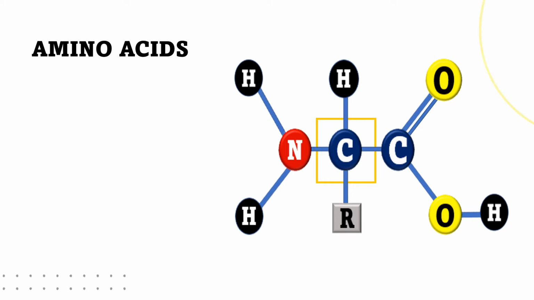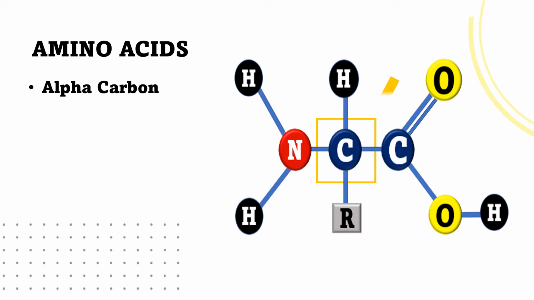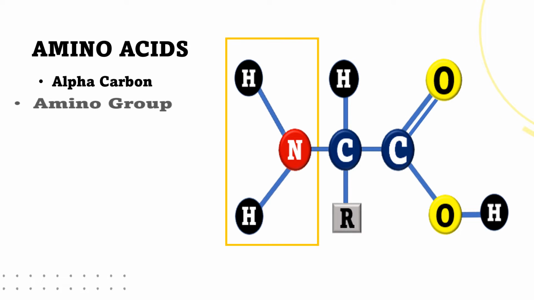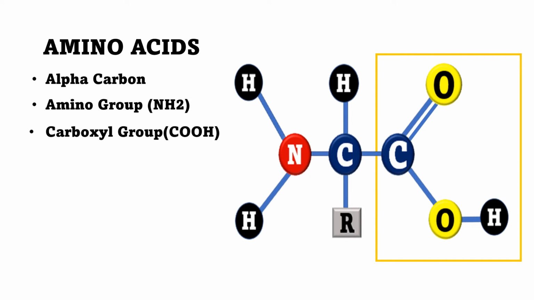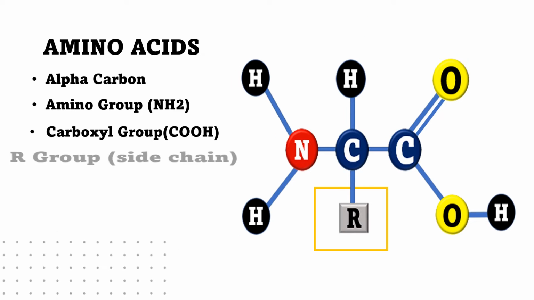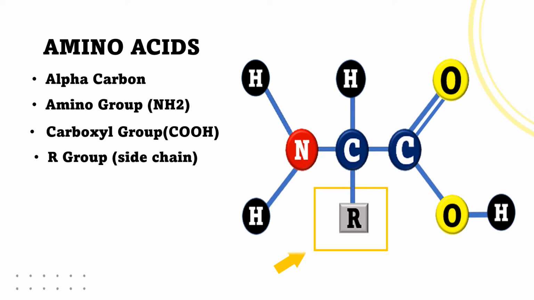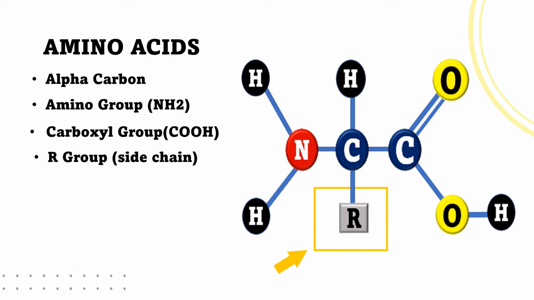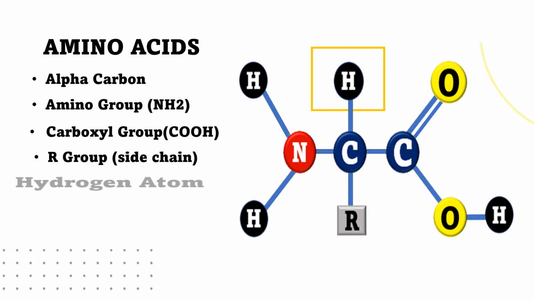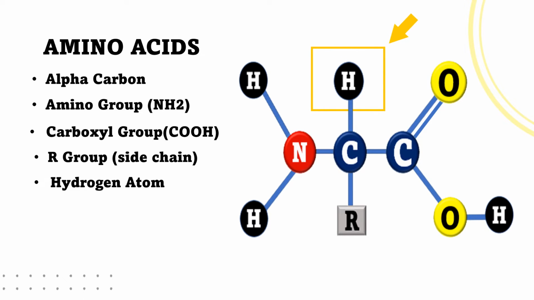An amino acid has 5 parts: the central carbon, also known as alpha carbon because it has 4 different groups attached to it. An amino group. A carboxyl group. An R group, which represents the specific side chain attached to each amino acid and determines its chemical properties. And lastly, a hydrogen atom.